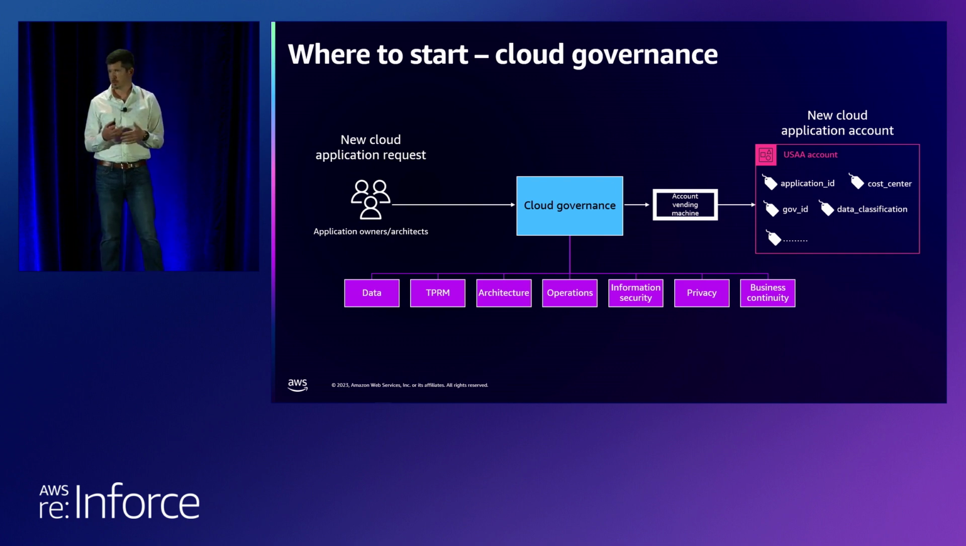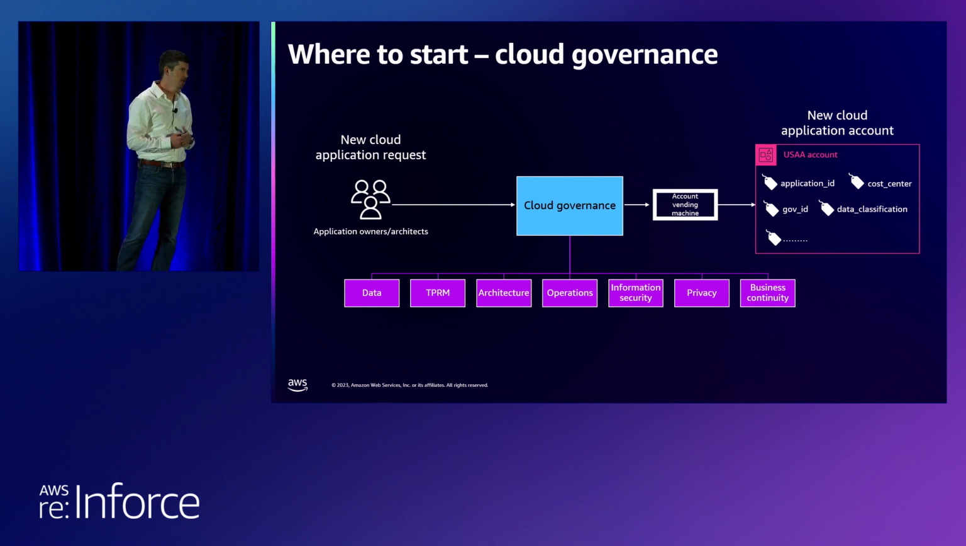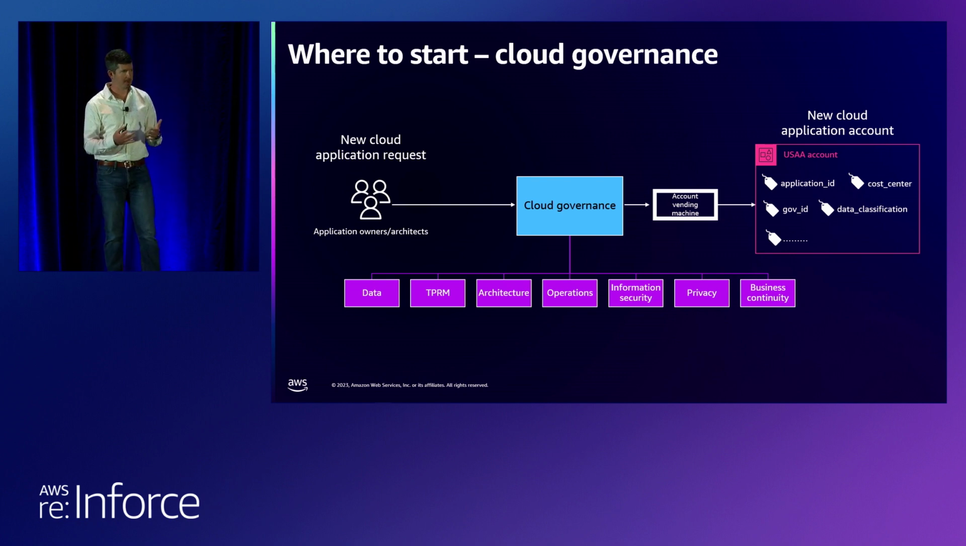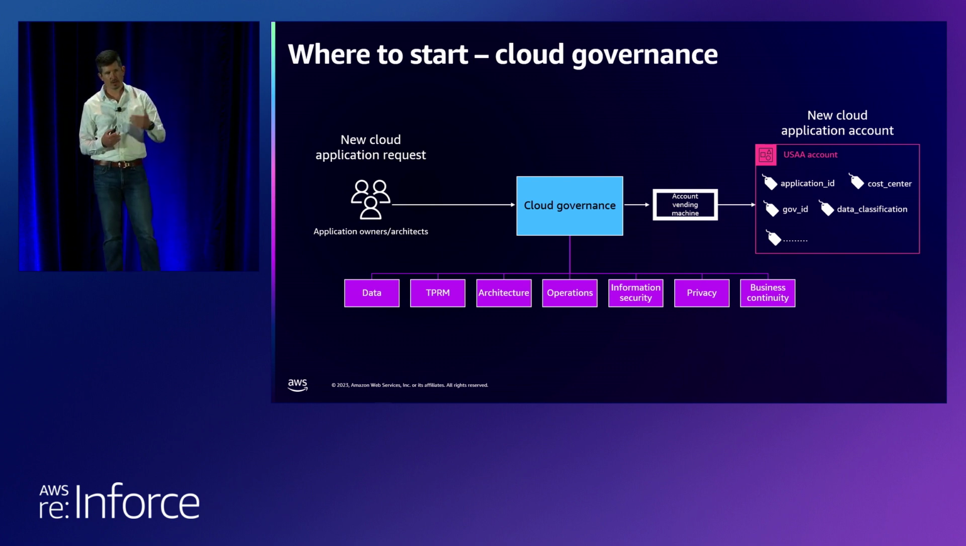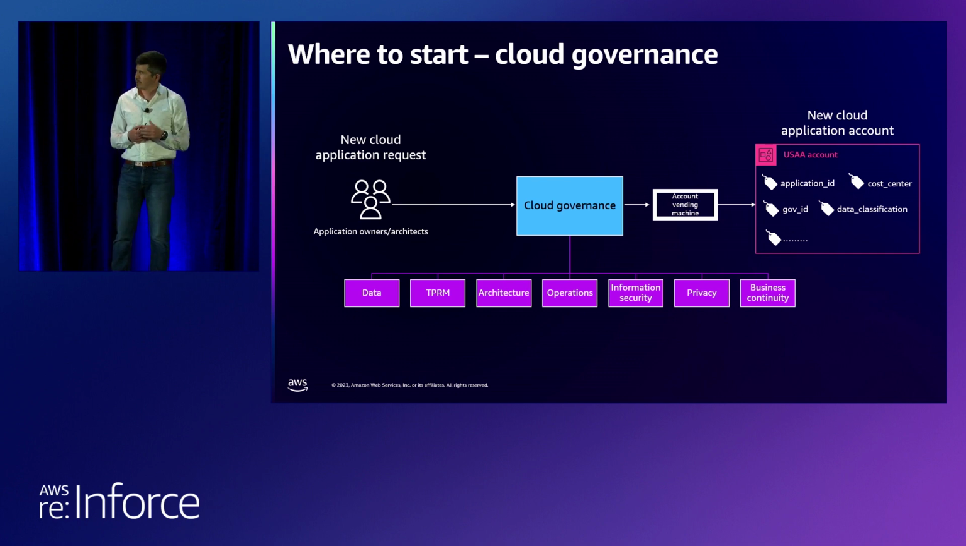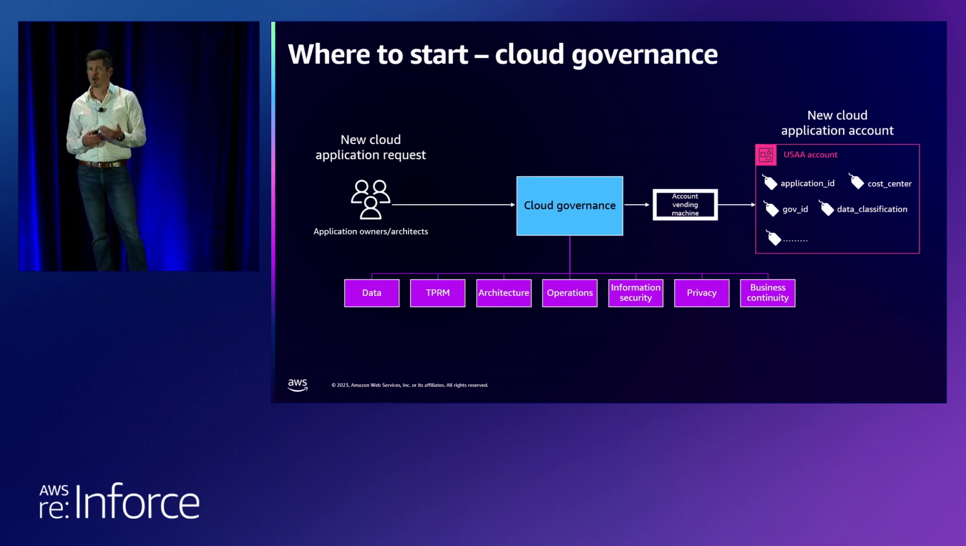Part of the result of that deployment is some key metadata tags on the account. Things like an application ID that lets us know what line of business this application supports and the criticality of this application to our business functions. Cost center, so we can have bill back capabilities. A unique governance ID that ties to the governance record and the approval process, as well as, very importantly, a data classification tag. This lets us know the criticality of the data, the sensitivity of the data, and how important it is in our environment.